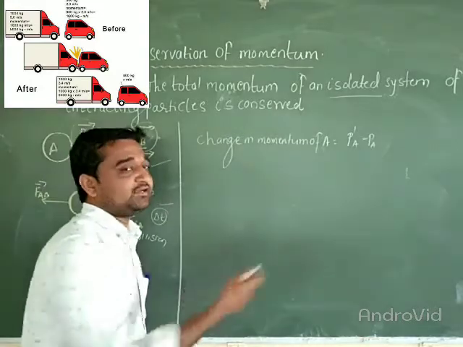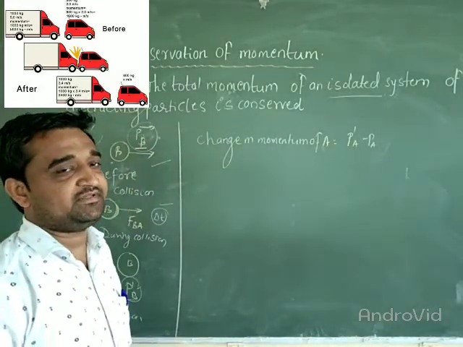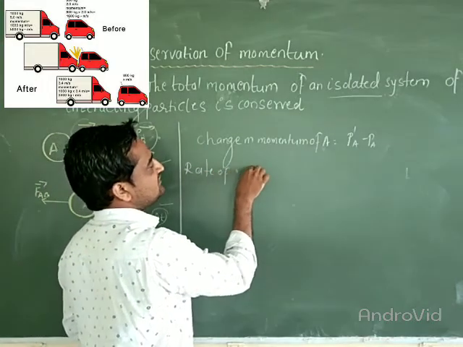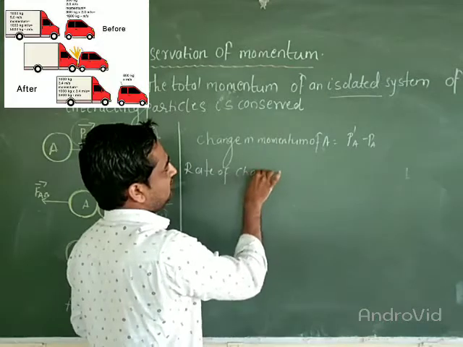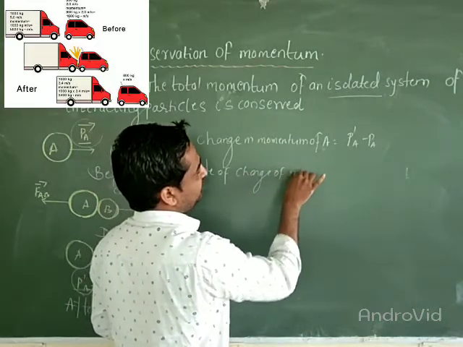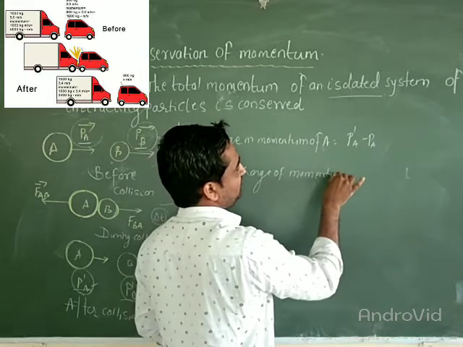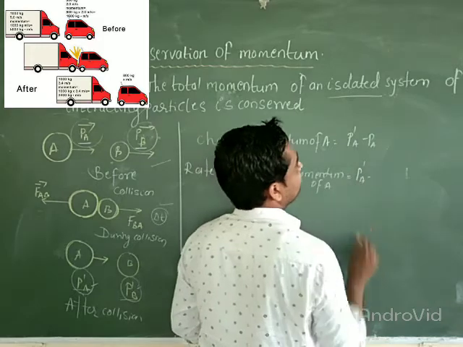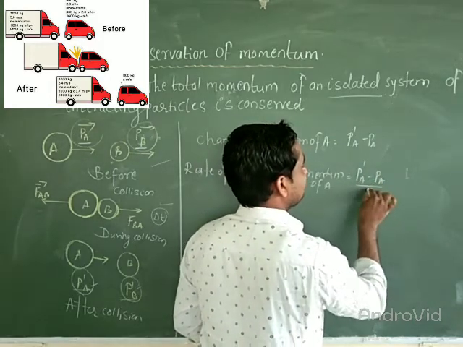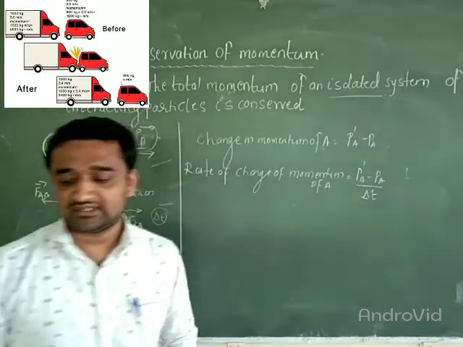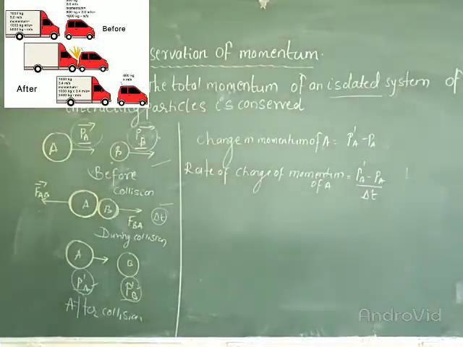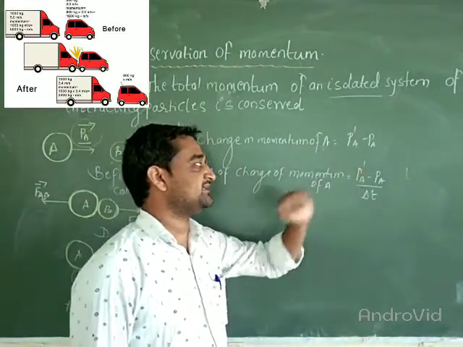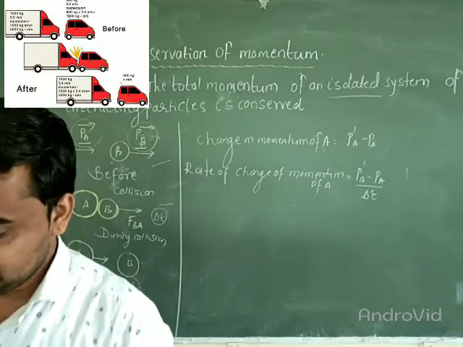And what is the rate of change of momentum? Rate of change of momentum ಅಂದ್ರೆ time consider ಮಾಡಬೇಕಾಗುತ್ತೆ. Therefore the rate of change of momentum of A is equal to what? P dash A minus PA divided by delta t. So this is the rate of change of momentum of body A. So collide ಆದ ನಂತರ momentum ದೊಳಗೆ ಏನು ಚೇಂಜ್ ಆಗ್ತಿದೆ, that is P dash A minus PA divided by delta t.